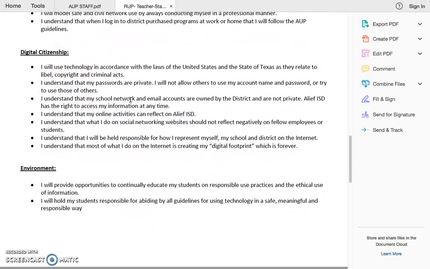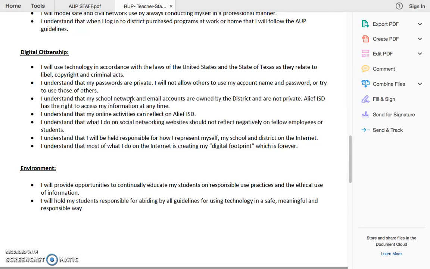The next section is digital citizenship, using technology in accordance with U.S. and Texas laws. Passwords are private, and they should not be given out or taken by others. Email is owned by the district and is not private, so the district can access it at any point.